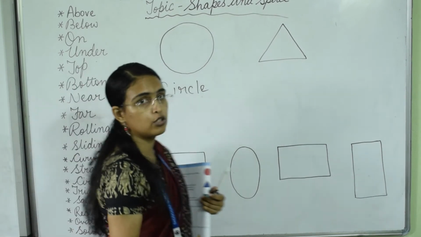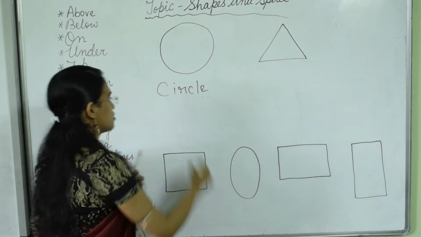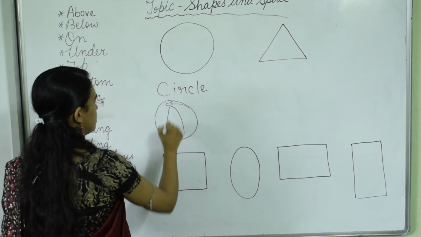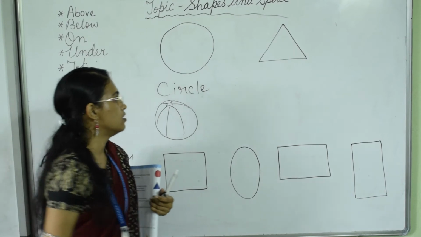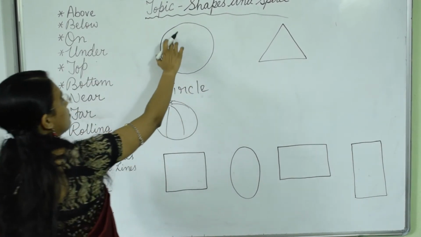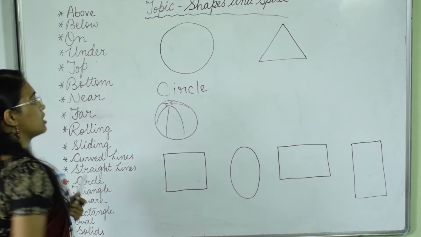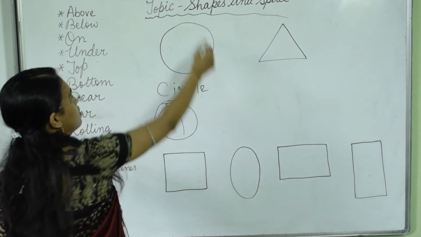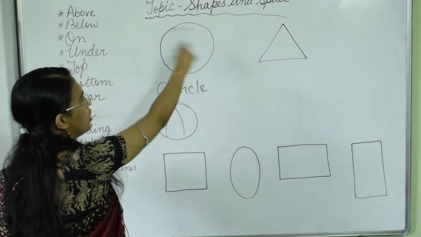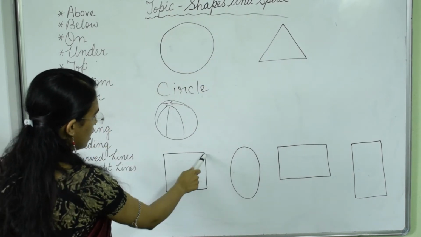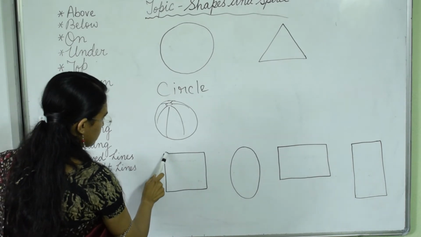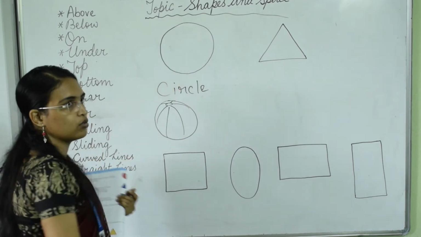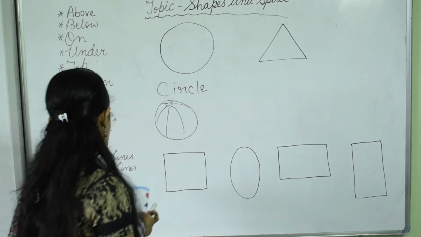Any object which looks like a circle? Yes, ball. Ball looks like a circle, right? Like this. So circle, can you see if there are any sides or corners? So circle has no corners. This is round. There is no corner. Look, in a square there are corners. These are corners, okay? But in a circle are there corners? No. That means circle has no corners.